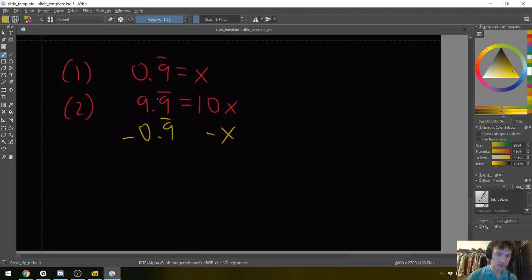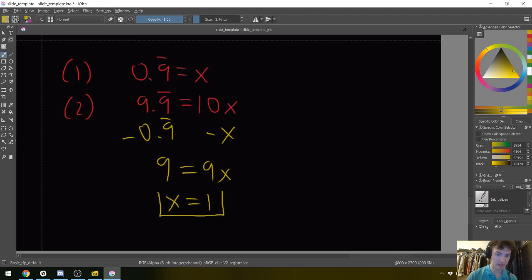So when I subtract 0.9 repeating, what do I get on the left side? I believe 9, because the repeating cancel. What do I get on the right side? 9x. X equals 1. This is not a trick.